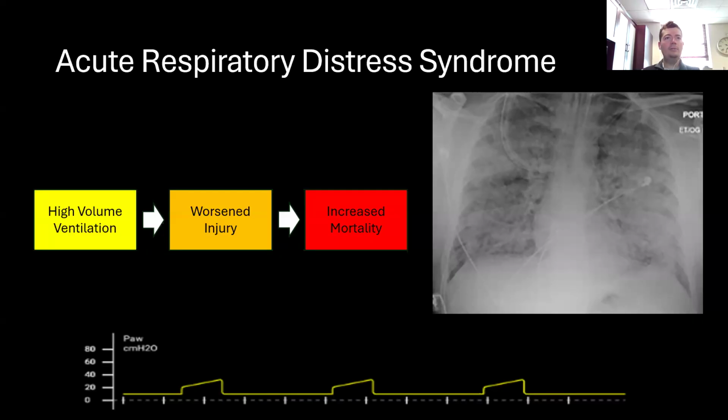And with a few pretty simple changes to our strategy, we can reduce the risk of further damage and give these patients the best chance possible.